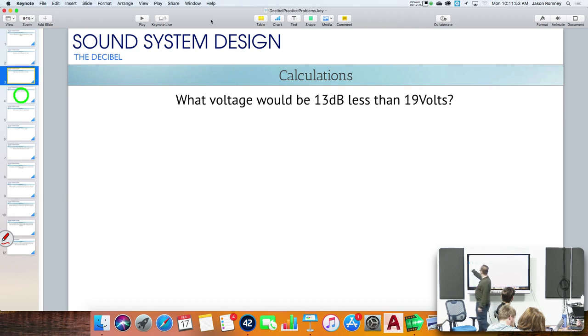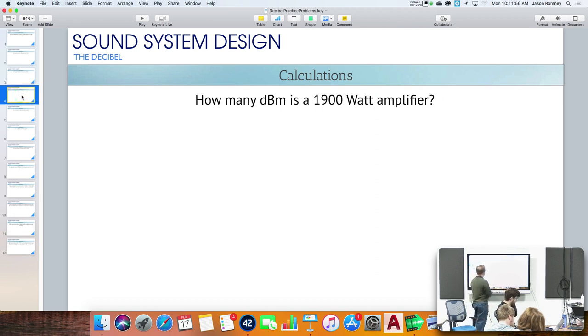Let's try again. Okay. How many dBm is a 1900 watt amplifier? I'm going to say a lot. That's where I'm going to start from. Because 0 dBm is how many watts? Point, you know, so it's a thousandth of a watt, right? So 1900 watts is probably going to be an awful lot of dBm, okay? So if I were to express the definition of dBm in a mathematical equation, what would that look like?